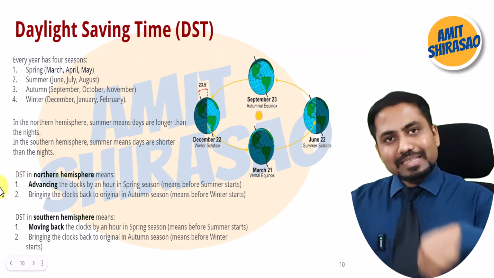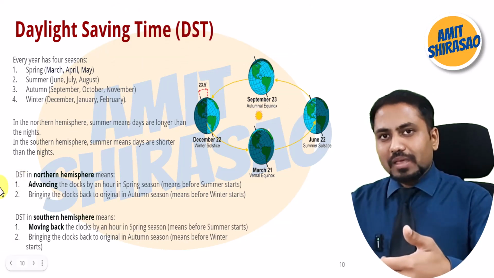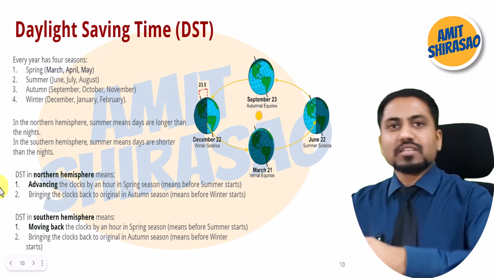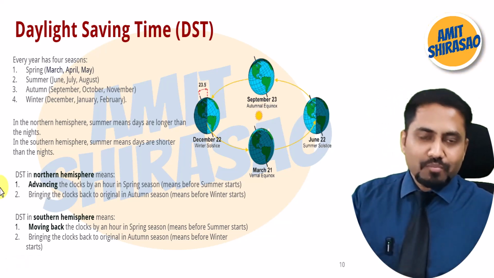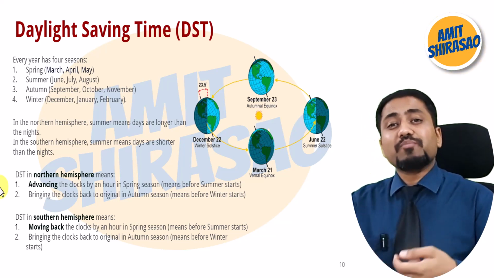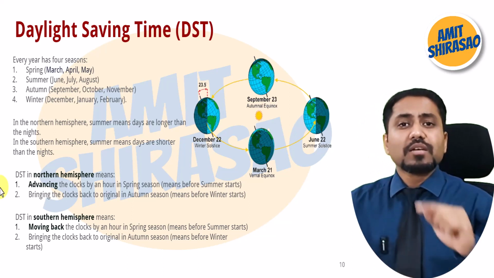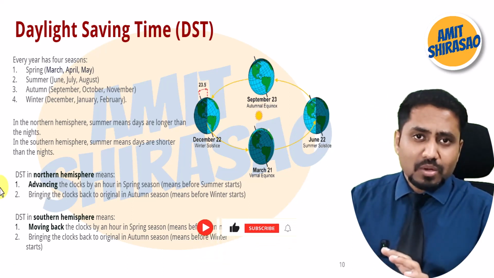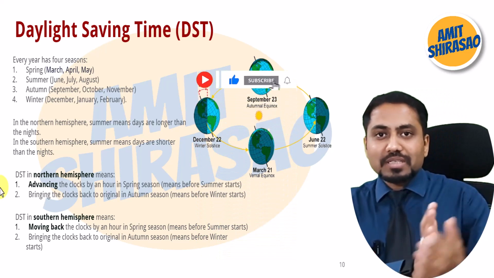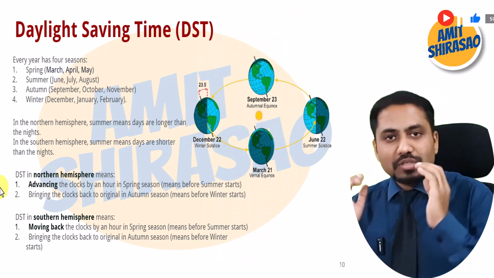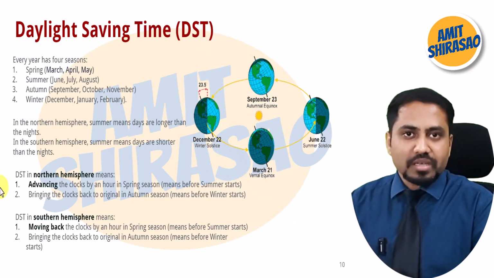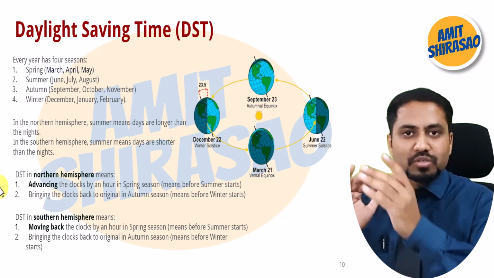So in the northern hemisphere, we advance the clock during the summer. But in the southern hemisphere, we move the clock backwards during the summer. Okay, daylight saving is only during the summer. In winter, they follow the real time zone. Okay, everybody follows real time zone during the winter.